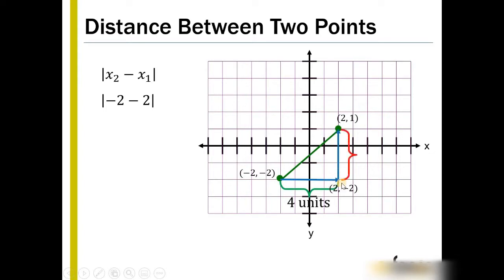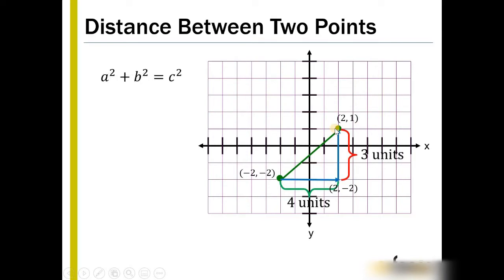Then we can look at the y-coordinates. The y-coordinate has changed from -2 to 1. So the difference between the y-coordinates is -2 take away 1, which is 3. So now we have this length, which is 4, and this length, which is 3. But what we want to find is this length here. We want to find the length of the diagonal line.